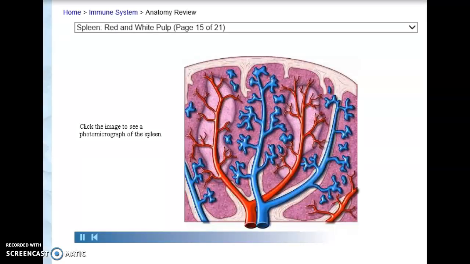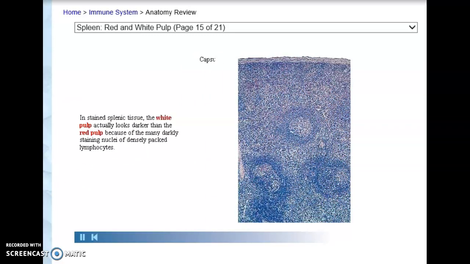Click the image to see a photomicrograph of the spleen. In stained splenic tissue, such as we are looking at here, the white pulp actually looks darker than the red pulp because of the many darkly staining nuclei of densely packed lymphocytes. Click the white pulp.